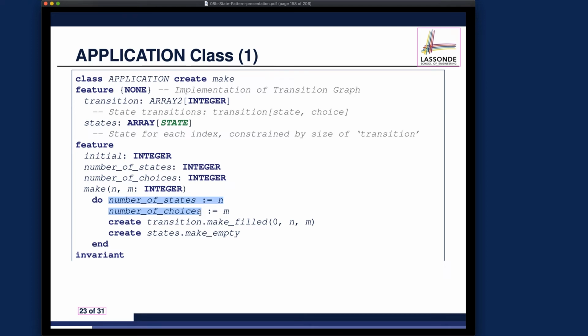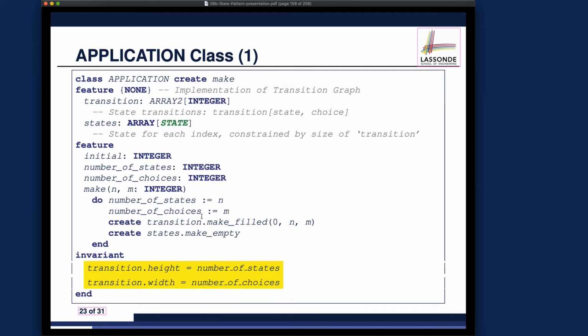Okay, assuming that you have thought about it, basically the number of rows for the transition table should correspond to the number of states. And the number of columns for the transition table should correspond to the number of choices, right? So hopefully you can easily imagine that. That's exactly what we should write for the invariants.